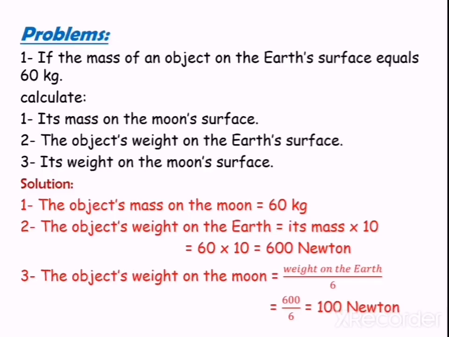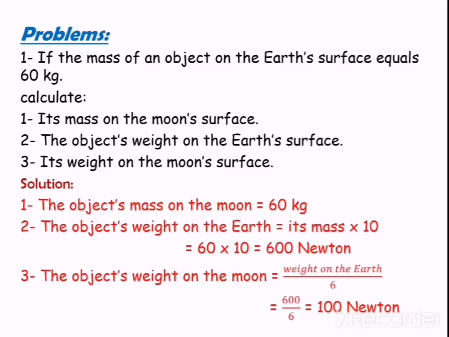Number 2, the weight on the Earth. From triangle number 1, the weight on Earth equals mass times 10. So it equals 60 times 10, so it equals 600 Newtons. So the weight on Earth equals 600 Newtons.